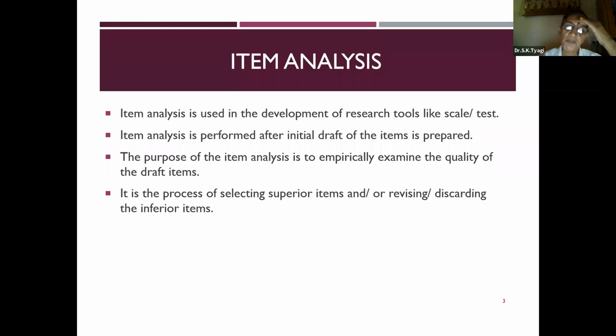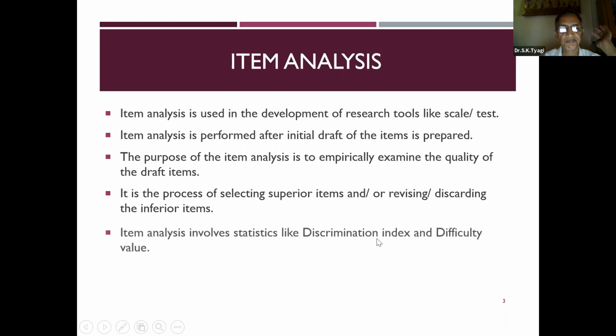So this process will help you to identify superior items, good quality items, and inferior items, mediocre items, or worst items. So basically, you will make 3 decisions: whether to have this item in the final version, or to discard this item, or to make certain changes in the item so that it becomes a better item. So purpose is threefold: selection, revision, or discarding the inferior item.